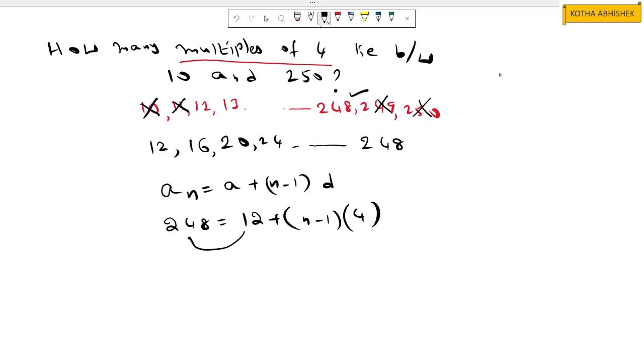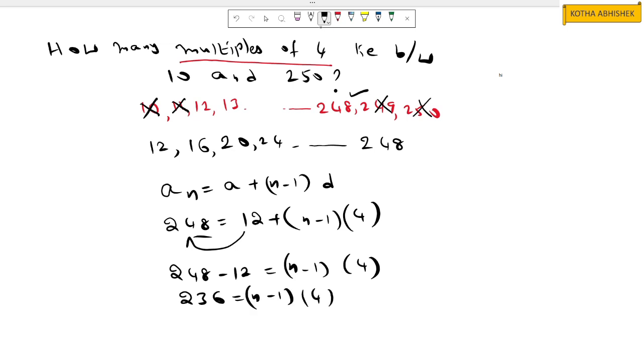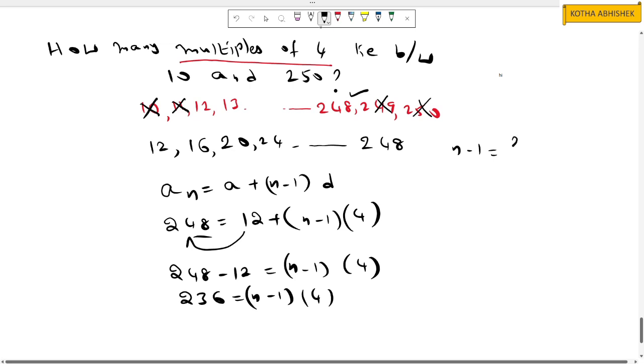Now taking this 12 to the left side, so it will be 248 plus 12 becomes minus 12, equals n minus 1 into 4. 248 minus 12 is 236, which equals n minus 1 into 4. Taking 4 to the left side, so n minus 1 equals, multiplication becomes division, 236 by 4.